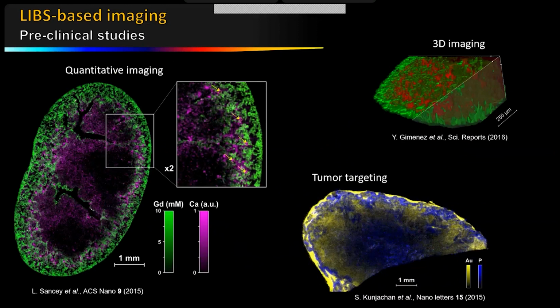3D imaging of tissues by continuous ablation. In this case, we made 20 consecutive maps on the sample. For each map, you go down 10 microns and vaporize your sample. And more recently, some tumor targeting to go directly on the tumor, and this will allow us to optimize the nanoparticle fixation on the tumor.